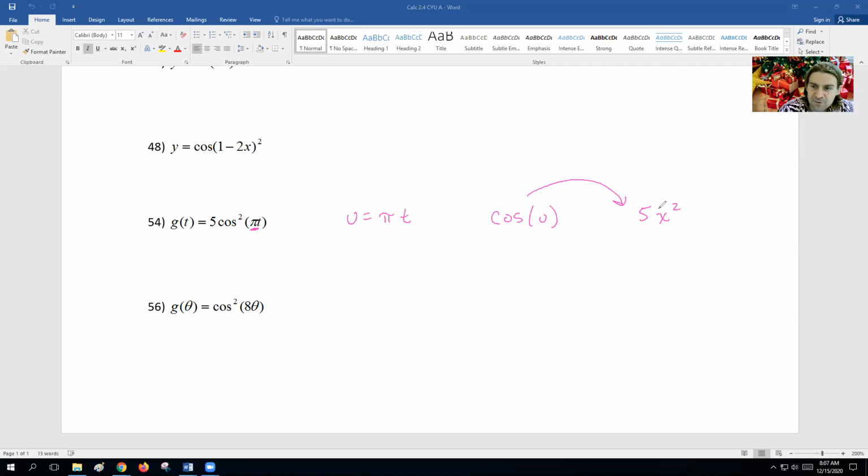So the biggest one we want to look at is, okay, what's the derivative of 5 of something squared? So 5 of something squared would be 10 of that something to the first power. All right, now that something would be our cosine of something, and that something is pi t. Okay, so now we're going to times the derivative of the cosine of something. The derivative of cosine of something is negative sine of that something. And then we got to times by the derivative of the inside. Derivative of pi of something is just pi.